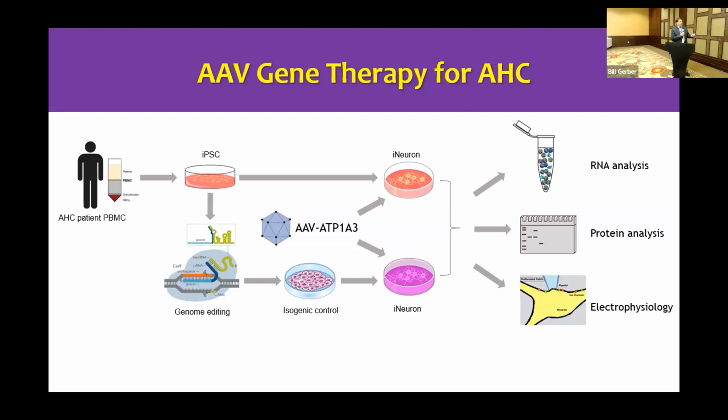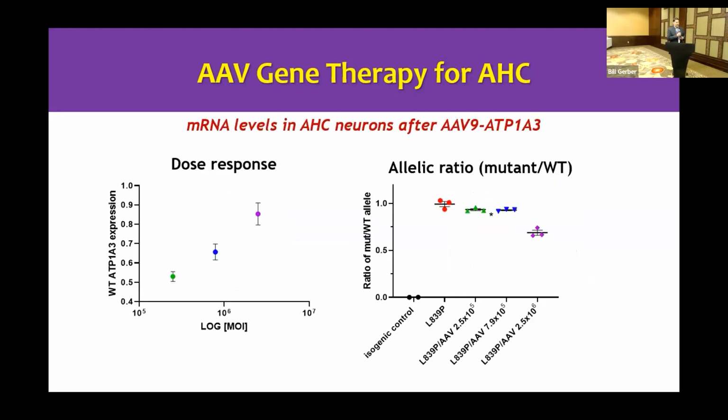And here we are looking at the effect of the virus on the RNA levels in the cell. Can we boost the amount of healthy ATP1A3 messenger RNA? Can we boost the amount of healthy protein level for ATP1A3? And then if we can, is there a functional effect? So can we measure any effect electrophysiologically? So the first question is, can we boost the amount of healthy ATP1A3 sequence at the RNA level? And the answer is yes.